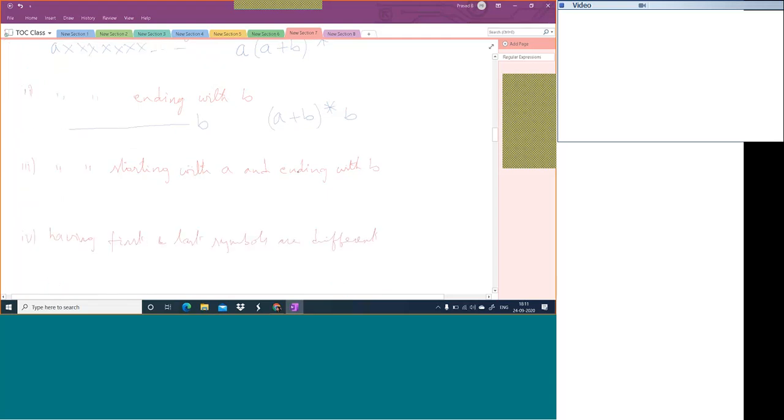Now, starting with A. After that, any combination of A and B and ending with B. So what is this? This is A followed by any combination of A and B, (A plus B) whole star, ending with B. That's good. Okay, guys, are you following? Any doubt?